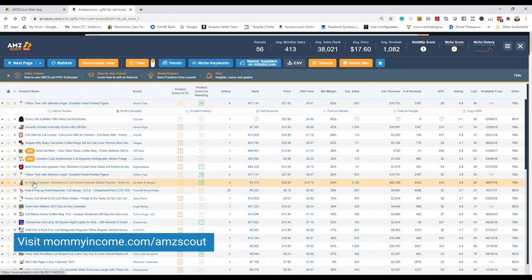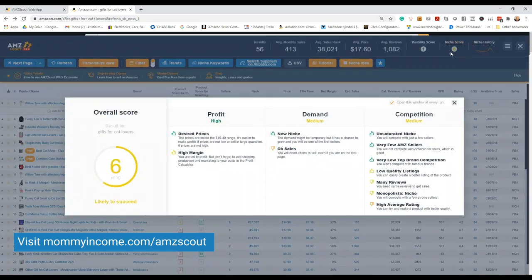What AMZ Scout Pro does in this particular sheet is show you a couple of different things. One of my favorite things is this niche score. If you pull this up, it brings a pop-up window and tells you the overall score. High is good, low is bad. Overall, they're calling it a medium demand. They're saying it has a high profit margin.